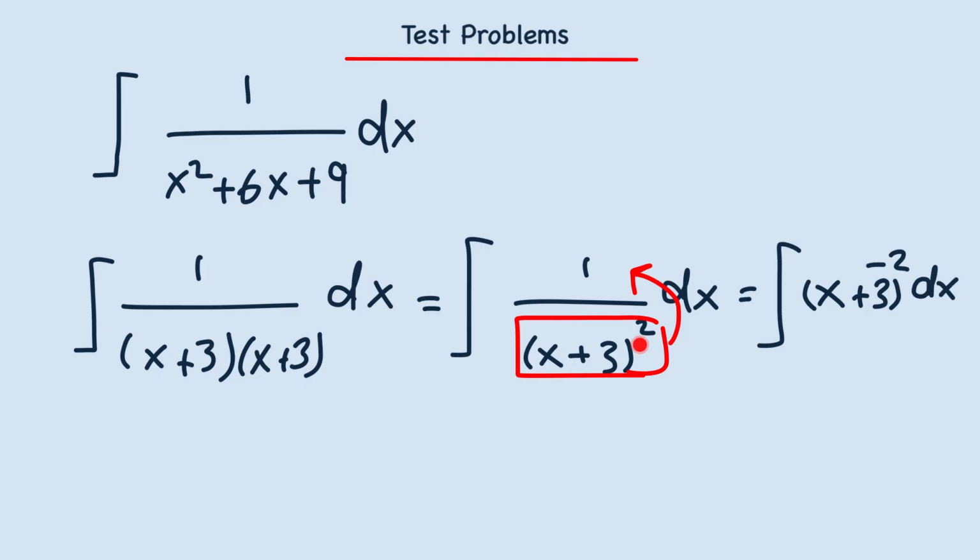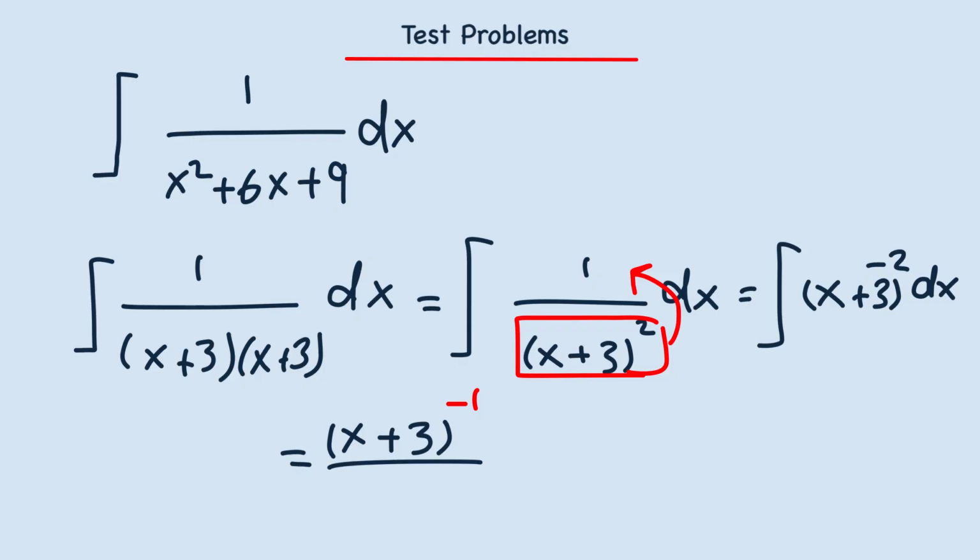Whenever you are changing any number that is in the denominator, if you want to take it up, you have to change the sign of the exponent. Okay? Now, if you notice here, this is a linear function and we can integrate it very easily. So the integration will be, I have to add 1 to the exponent. It will be (x plus 3), negative 2 plus 1 will be negative 1. So the exponent will be negative 1.